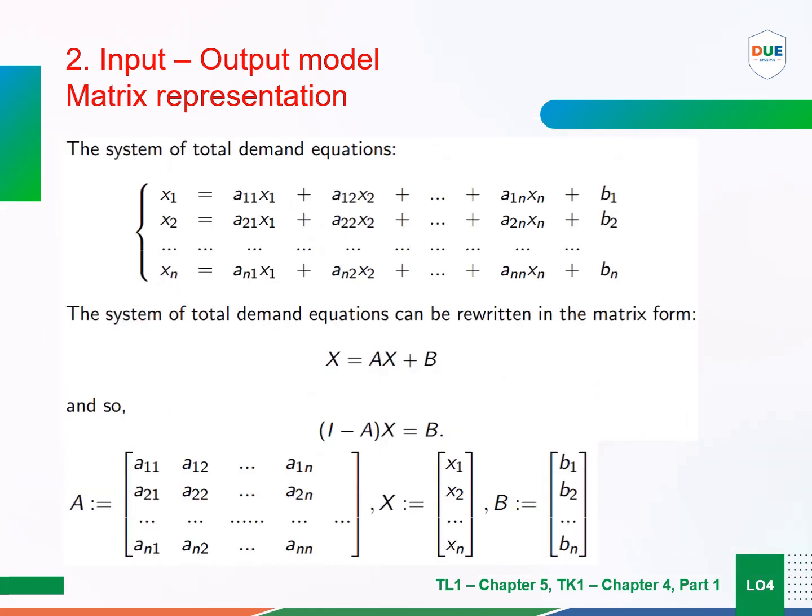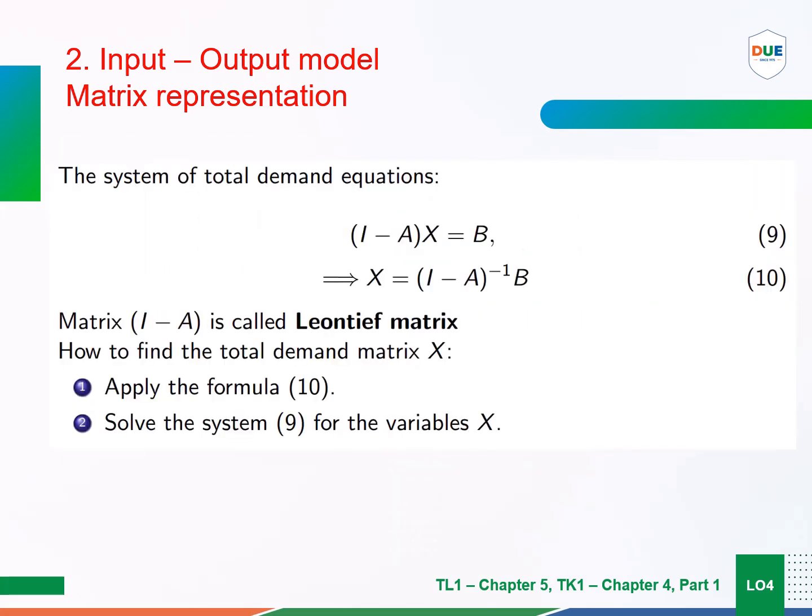From the input-output table, we can write one total demand equation for each industry. For every industry, total output must cover two components: the amount required as intermediate input by all industries, and the corresponding final demand. Combining all of these equations gives a system of linear equations. This system can be written compactly in matrix form as x equals A times x plus b. Here, x is the vector of total outputs, A is the technical coefficient matrix, and b is the vector of final demands. By moving the term Ax to the left-hand side, we obtain (I minus A) multiplied by x equals b. This is the standard matrix form of the input-output model and will be used to determine the total output required from each industry.